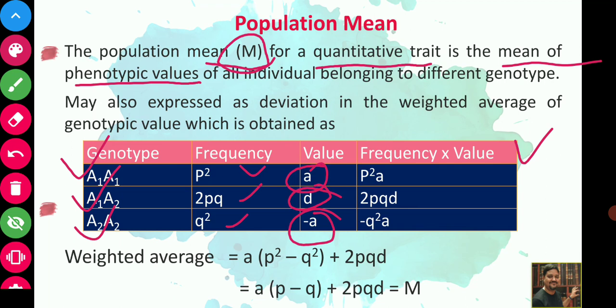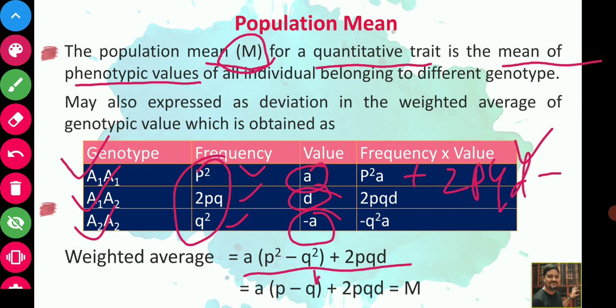So now you have to sum all these three. So p square A plus 2pqd minus q square A, divided by the total frequency. What will be the total frequency? p square plus 2pq plus q square will be equal to 1. So that is why this will be divided by 1, and 1 has no meaning. So what we will do here is add this: p square A plus 2pqd plus minus q square A.